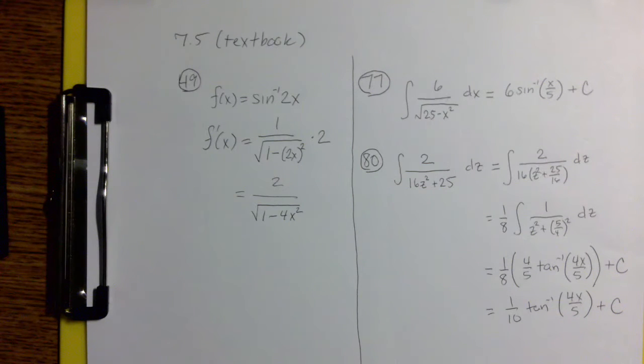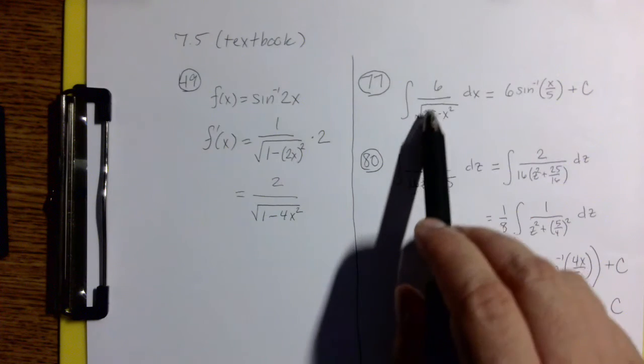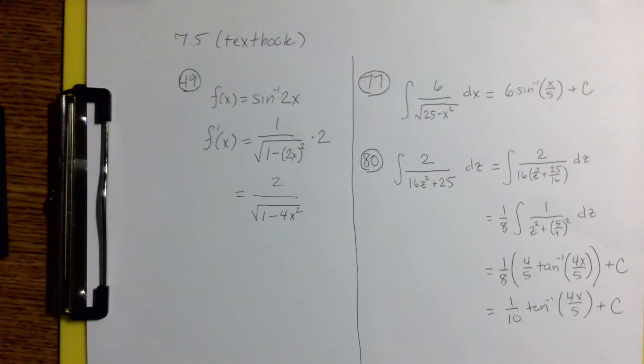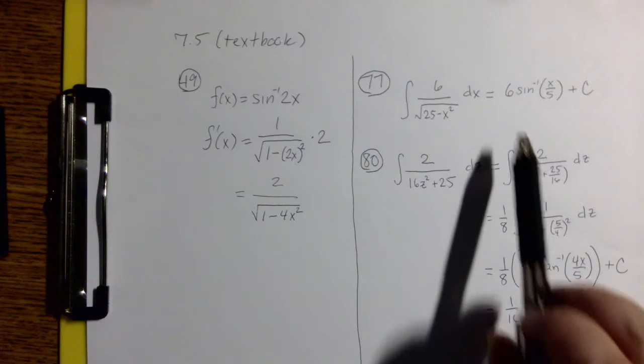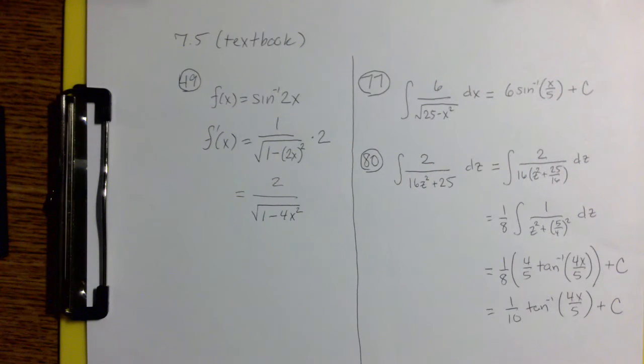Let's move on to 77. 77 also involves that same rule in the antiderivative form. And we're given that rule in the form of 1 over the square root of a squared minus x squared. Okay, so we have something in that form. We need to identify what a is. A here is 5 because 25 is a squared. And we're going to make a positive whenever we do this. We've got 6 inverse sine of x over 5 plus c.